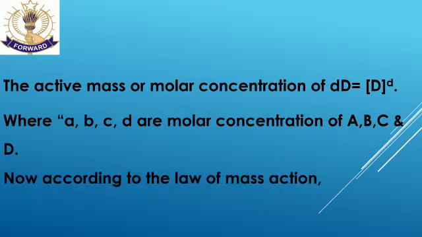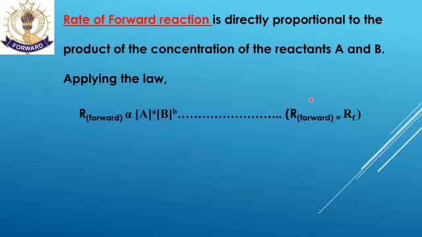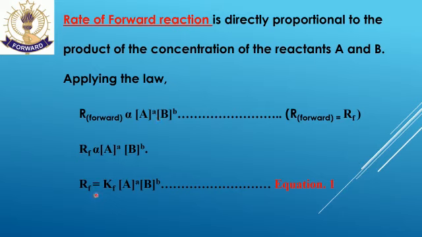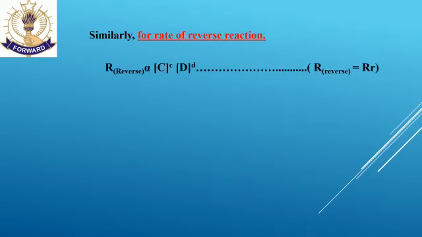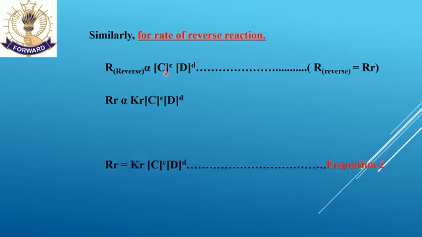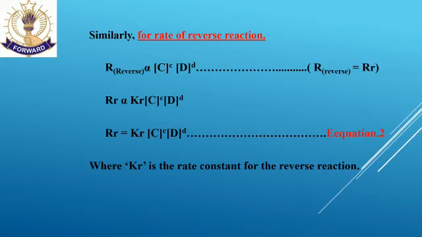Now according to the law of mass action, the rate of forward reaction is directly proportional to the product of concentration of both reactants A and B, which can be written as R is directly proportional to the concentration of A and B. Now, to change the sign of proportionality into equality, we have to introduce a constant, and this constant is called the rate constant for the forward reaction, Kf. Similarly, the rate of reverse reaction is directly proportional to the concentration of C and D. Removing the sign of proportionality, we bring a constant, that is Kr, and this Kr is called the rate constant for the reverse reaction.